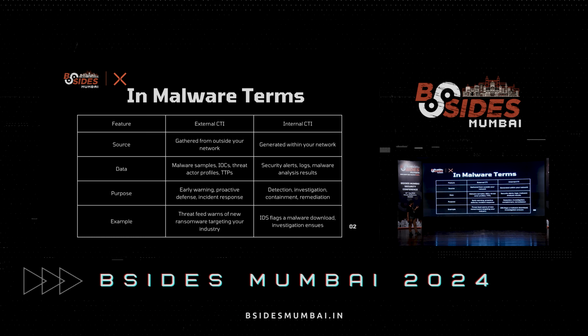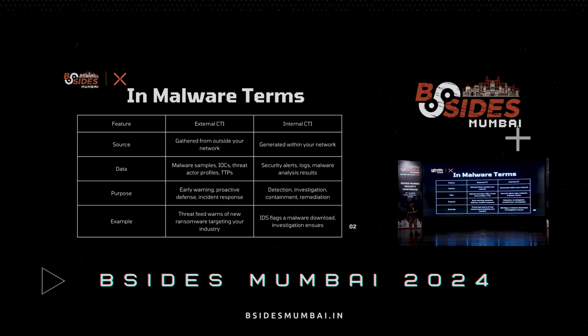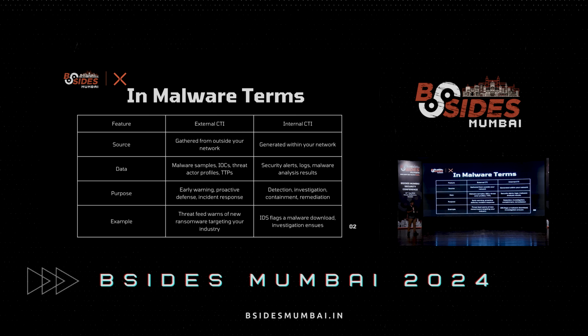And then finally, example for this, I think I've already covered. For external, a threat feed warns of a new ransomware. Basically, there'll be feeds which say Lockbit is targeting the banking sector now. So now you'll know that, okay, I need to see what Lockbit is doing. I need to see if the same things are there for me or not. A very simple example, guys.